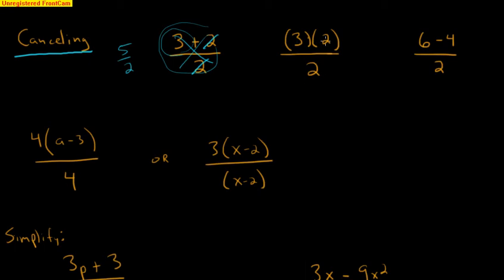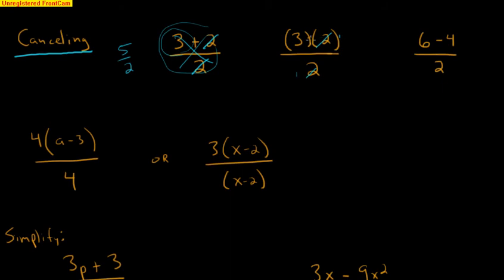3 times 2 is 6. 6 over 2 is 3, right? So if we wouldn't have canceled them out and multiplied it out, we'd get 6 over 2, which is 3. We get the exact same answer if we cancel them out, because they become 1s, and 3 times 1 is 3. So it does work when we're multiplying.